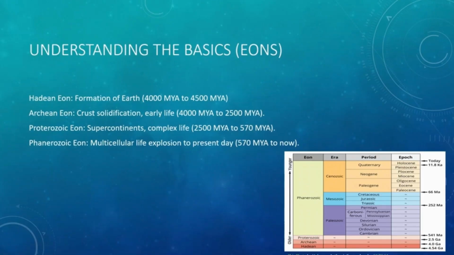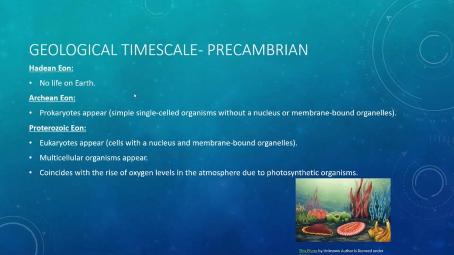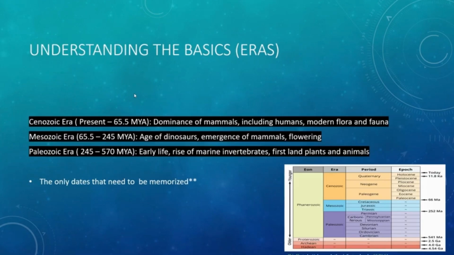Geological timescales: understanding the basics, the eons, which include the Hadean eon, which was also involved with the formation of the Earth, the Archean eon, which was crust solidification, the Proterozoic eon, which is supercontinents, and the Phanerozoic eon, which was multicellular life explosion, to present day. The geological timescale in the Precambrian included the Hadean eon, in which there was no life on Earth, the Archean eon, where prokaryotes appear, and the Proterozoic eon, where eukaryotes appear.